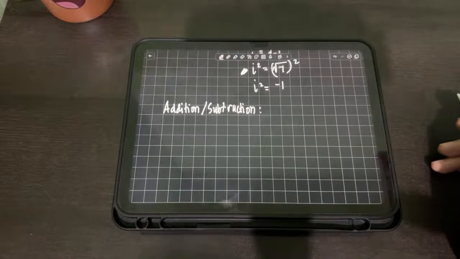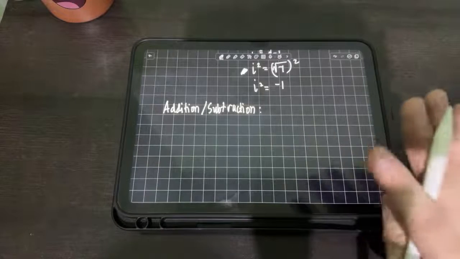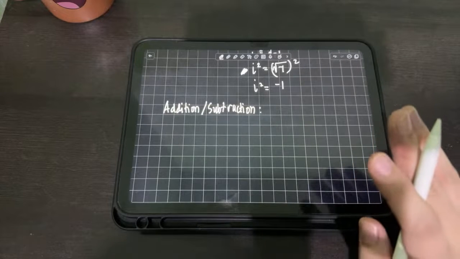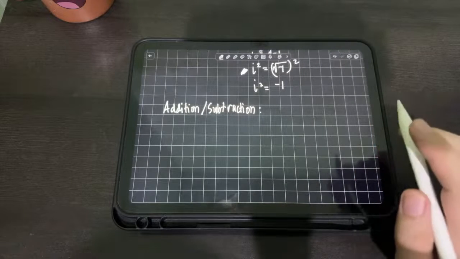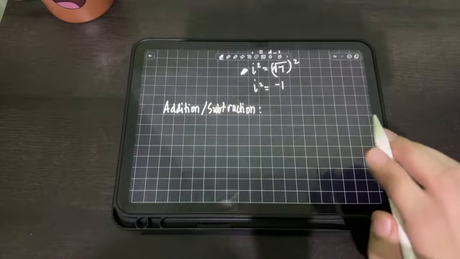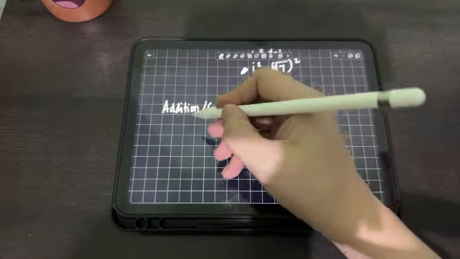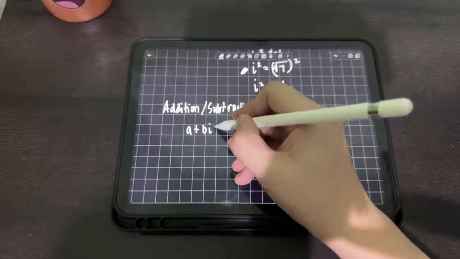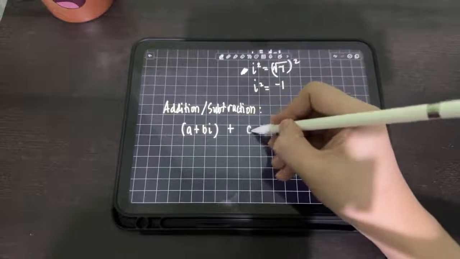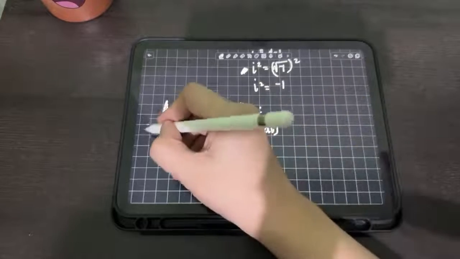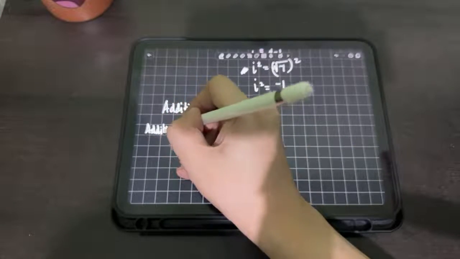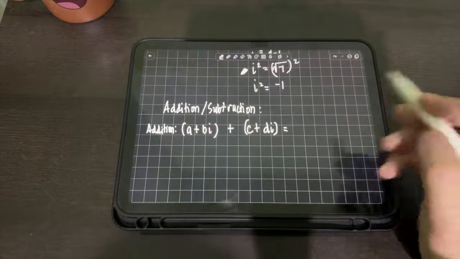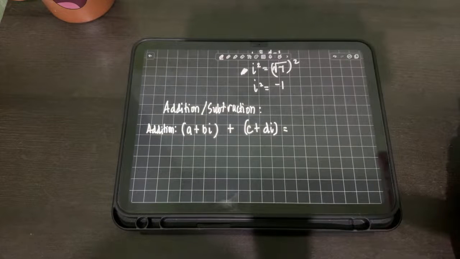It is the easiest operation among the four operations in complex numbers, the addition or subtraction, because we will have addition, subtraction, multiplication, and division. So, how do we add, subtract, or combine complex numbers in rectangular form? Let's say we have a plus bi plus c plus di. So this is for addition. We just need to combine the real parts, and we also need to combine the imaginary parts.